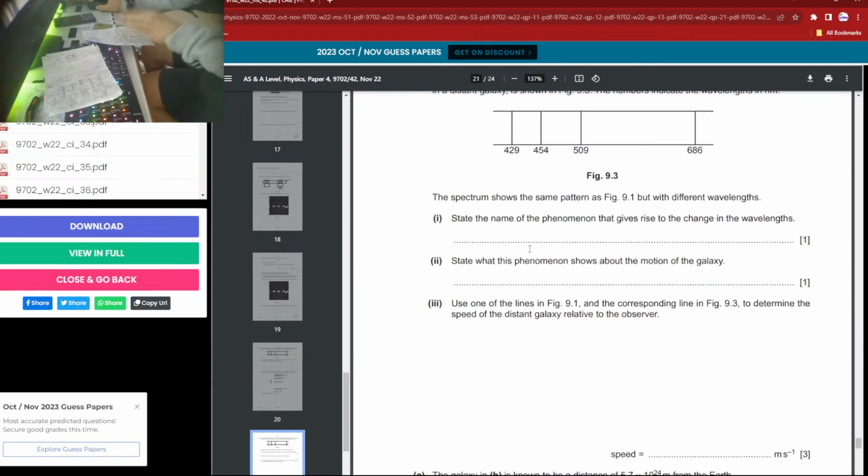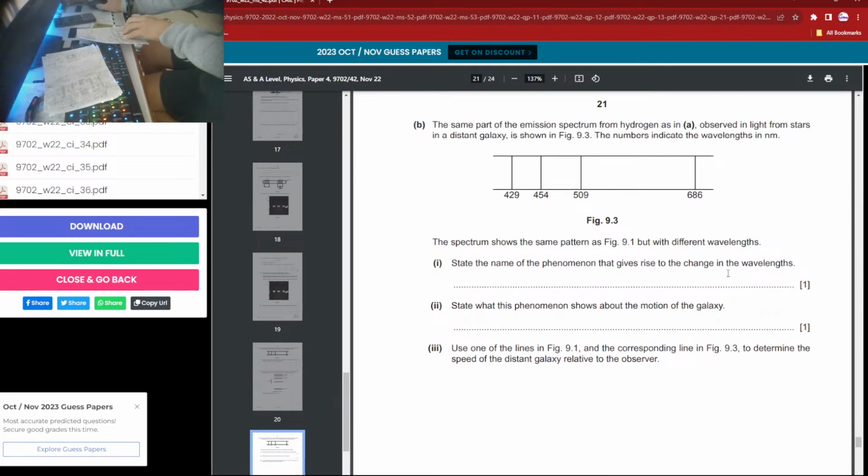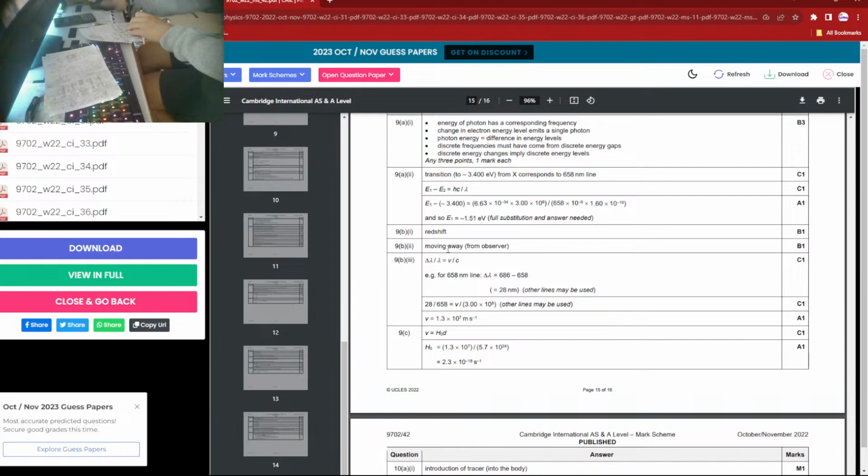So I already did this whole thing already anyways, so while I'm marking it, I'm just showing you why the answers are like that. Okay, state the name of the phenomenon that gives rise to a change in the wavelengths. So as the difference in wavelength, and it says rise again, so it's like an increase in wavelength, you'll know that it's moving away already, so that will be the redshift. And what this shows about the motion of the galaxy is the galaxy is constantly expanding. Well, that's wrong, so it's moving away from the observer. Well, that's just basically explaining the redshift, but yeah.